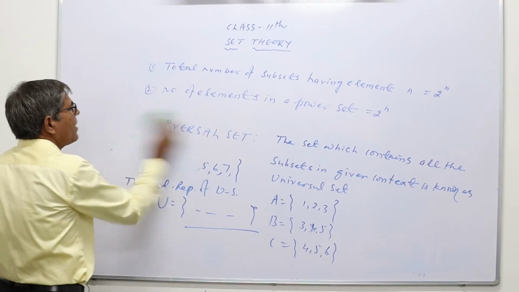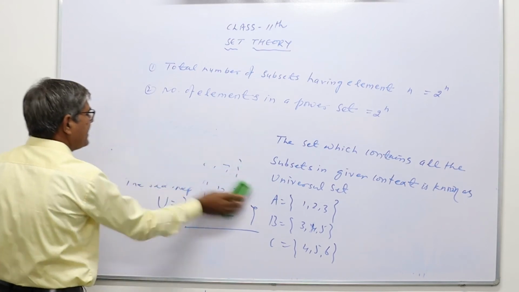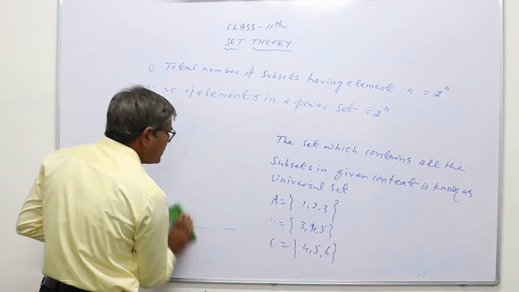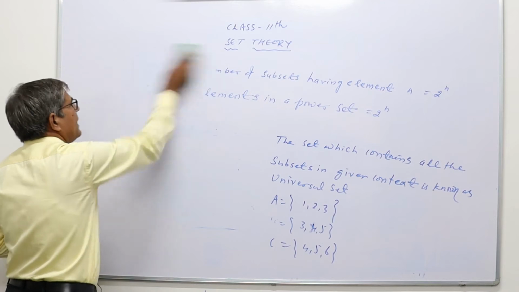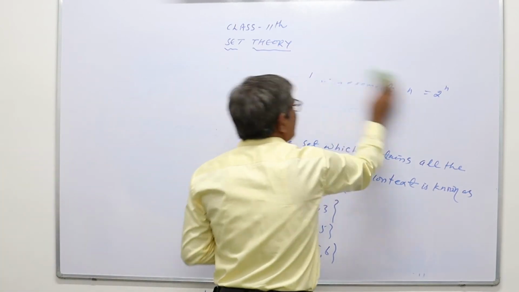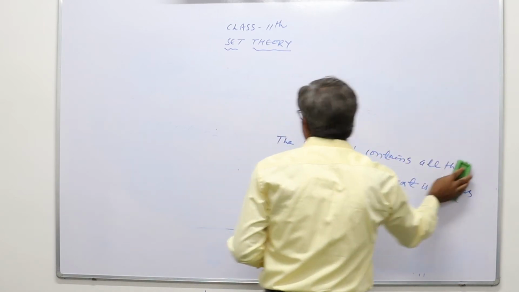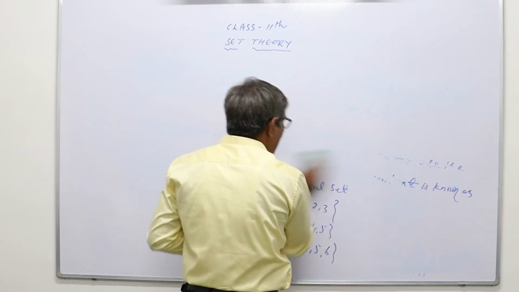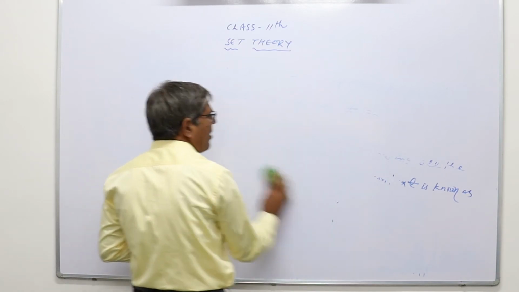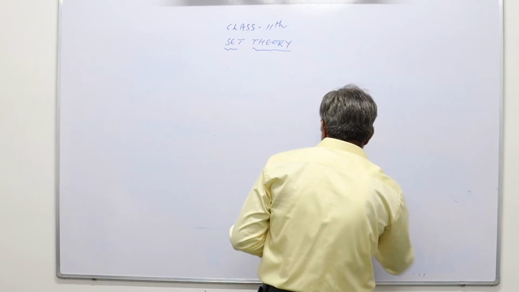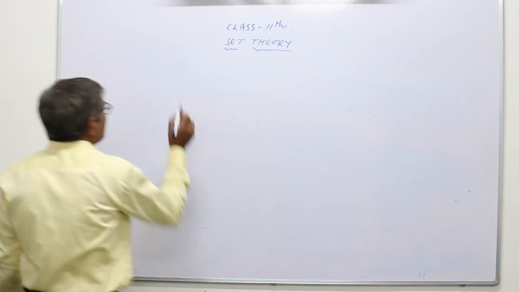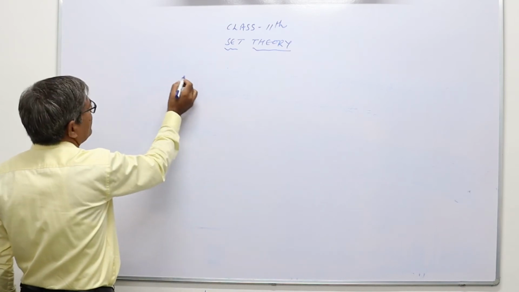Now the next topic is a very important topic, that is operations on sets. There are basically two types of operations on sets. First is union of sets, and second is intersection of sets. So let us consider what is the union of sets. So please note down.